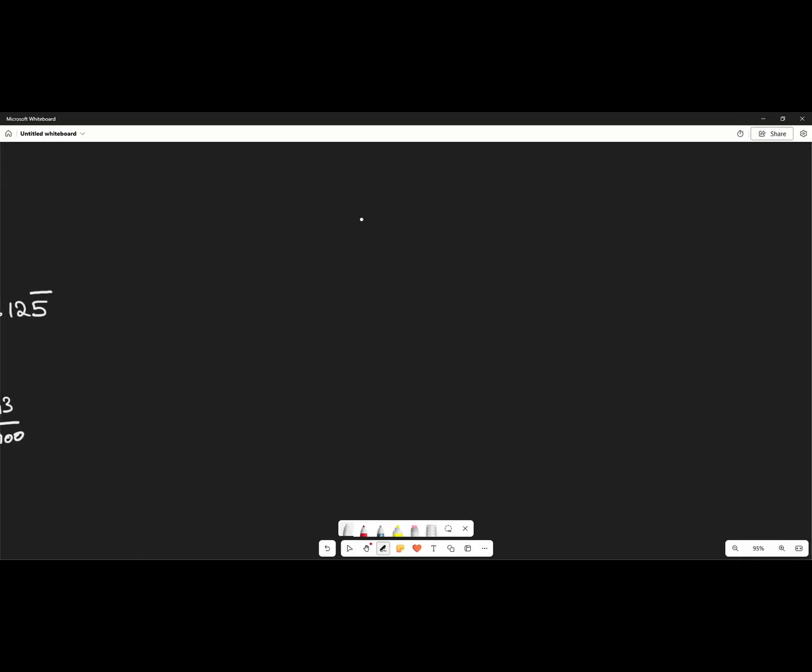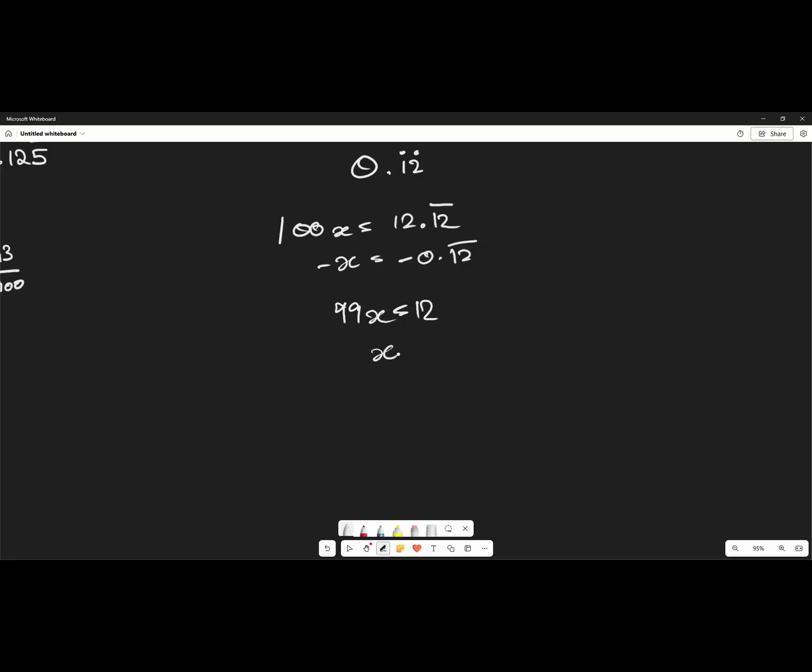Next, we also have things like 0.121212. We write this like 0.12 bar. The same logic will apply. 100x is equal to 12.12 bar. Then x is equal to 0.12 bar, so we subtract. So 99x is equal to 12. x is equal to 12 by 99. Now you have to keep this in simplest form, so divide by 3. You get 4 by 33.